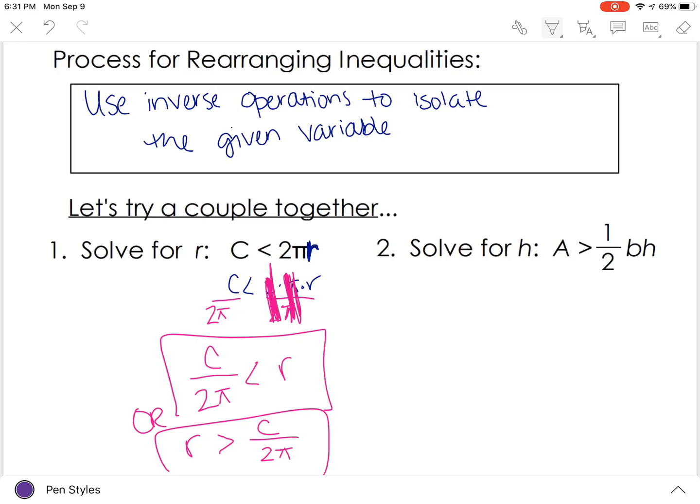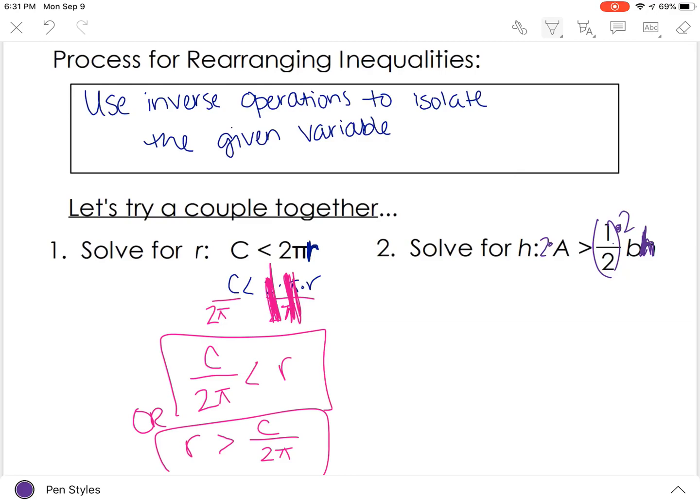Number 2, solve for h. Again, always figure out, circle, underline, color over, whatever you need. Always figure out what letter you're trying to solve for. A is greater than half times b times h. I'm going to get rid of this half first. I could multiply this half by 2, and then that would equal 1. Half times 2 is 1. So that's what I'm going to do on both sides.